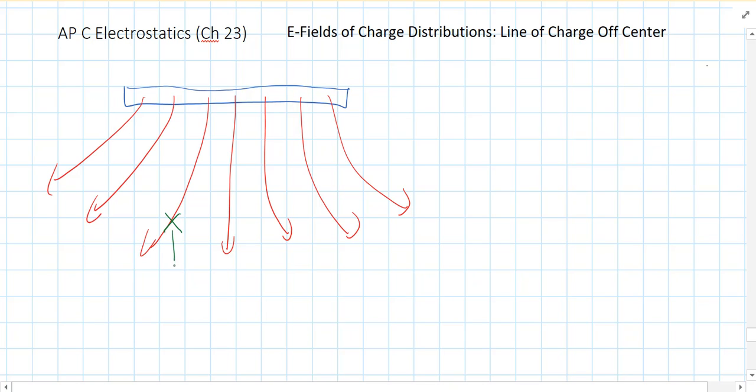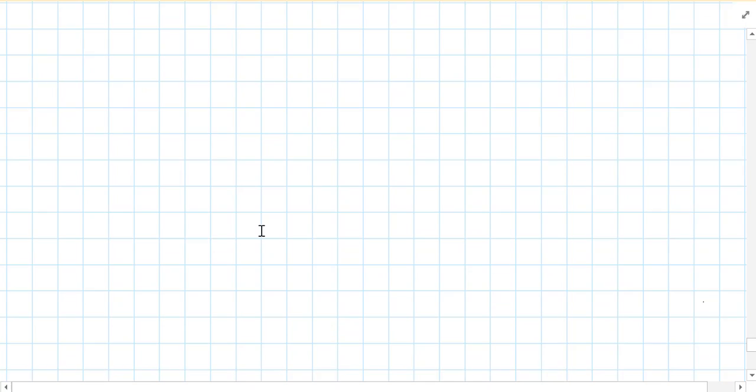There's going to be a component of the electric field that's perpendicular to the bar, and a component that's parallel to the bar. So we're going to have an E perpendicular and an E parallel. It turns out we have to find those separately. There's no easy way around it. You have to find each one separately with different integrals. So let's set that up.